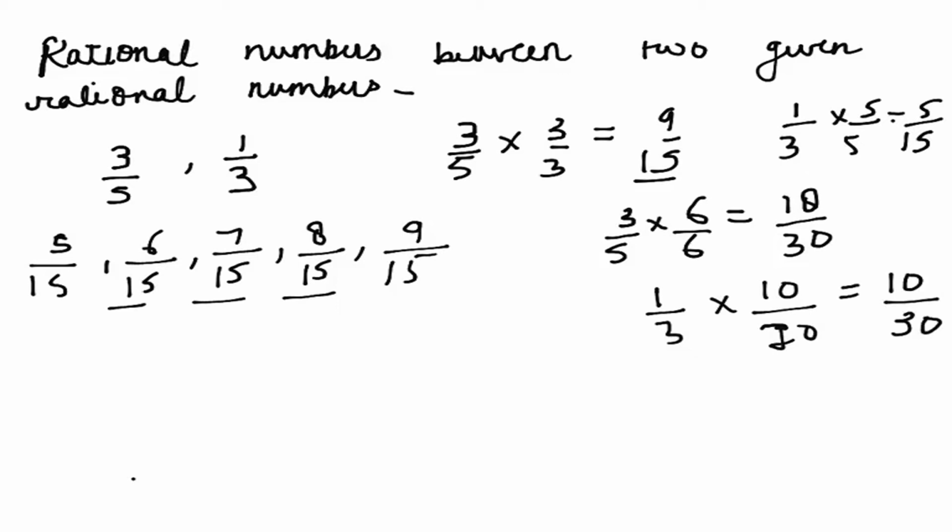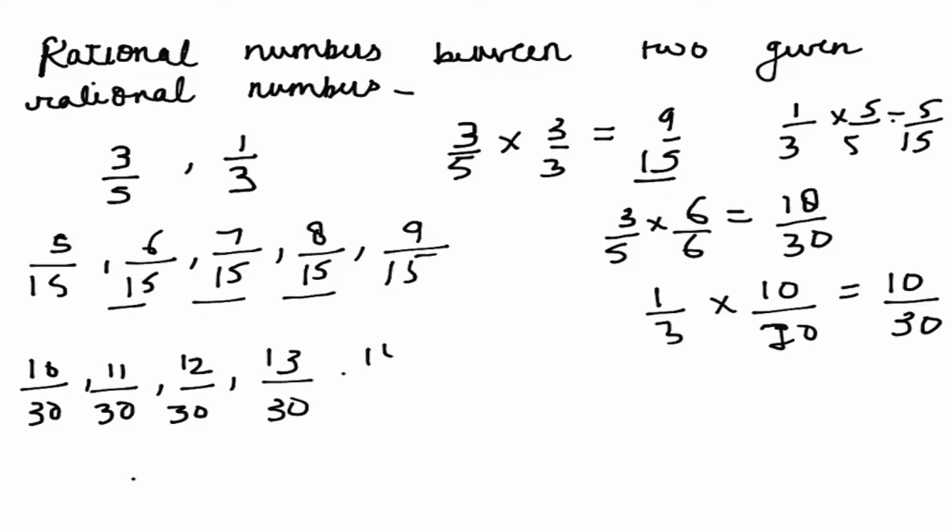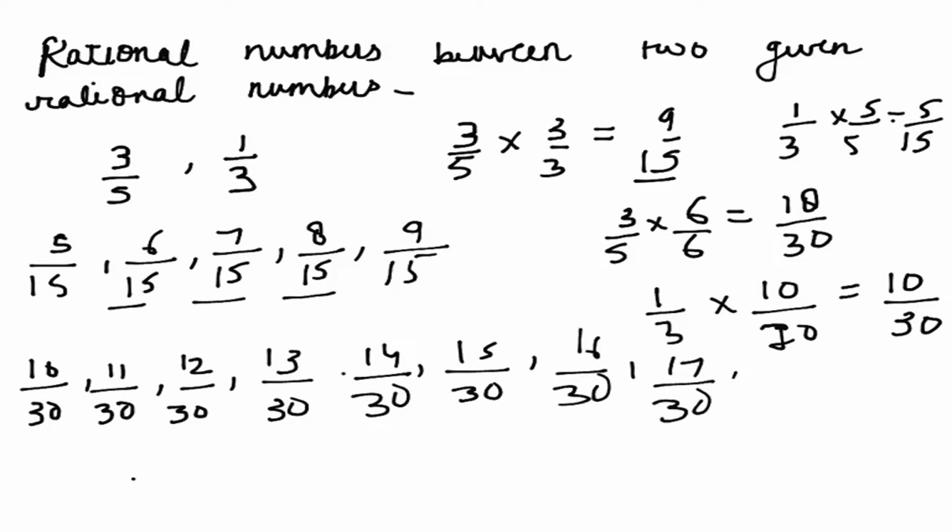Right. Now I will write 10 by 30, 11 by 30, 12 by 30, 13 by 30, 14 by 30, 15 by 30, 16 by 30, 17 by 30, and 18 by 30. All these are rational numbers. Now I will see how many of them can be reduced to the short form.